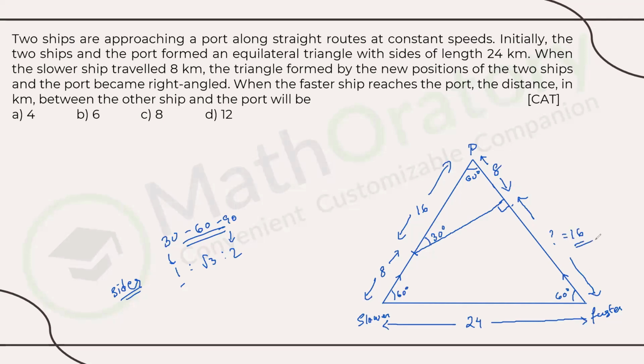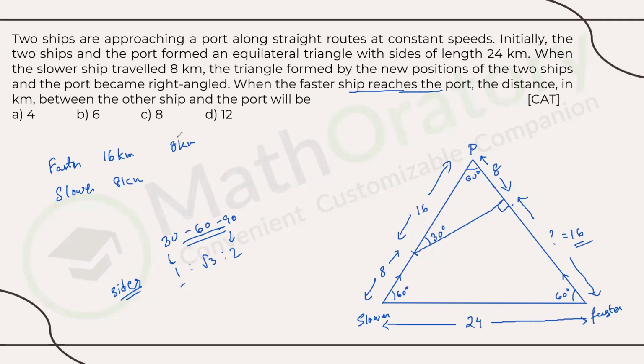So now what do we know? We know that when the faster ship travels 16 kilometers, the slower one travels 8 kilometers. Both of these happened in the same time. So the faster ship traveled 16 kilometers and the slower one traveled 8 kilometers, and we are looking for when the faster ship reaches the port. So what is the remaining distance for the faster ship? That is 8 kilometers.